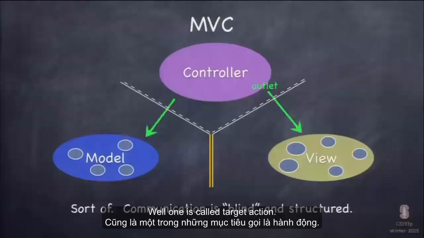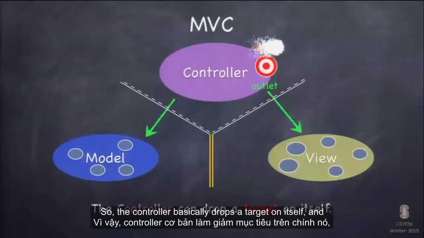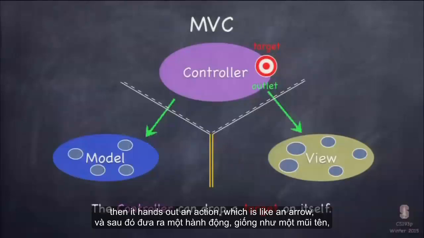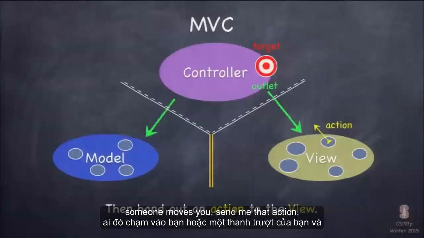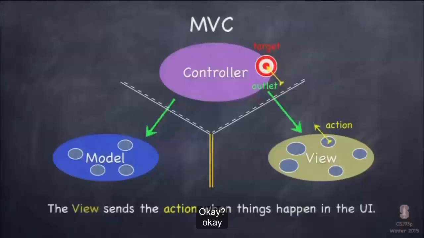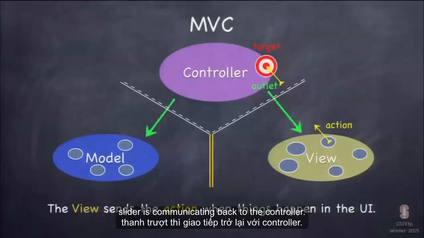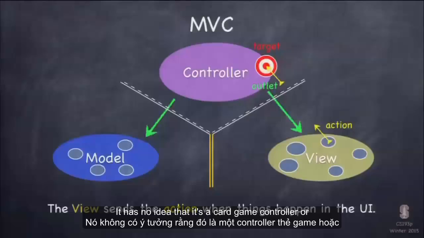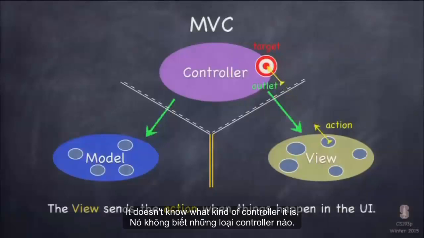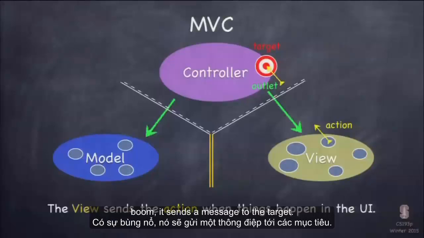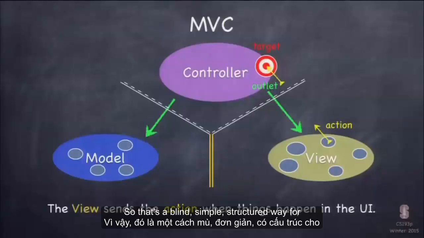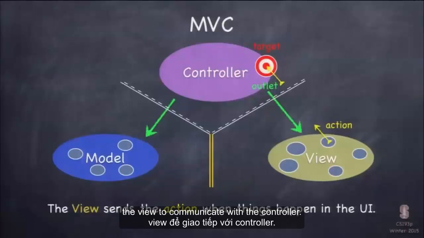So what's an example of a structured way? Well, one is called target action. So the controller basically drops a target on itself, and then it hands out an action, which is like an arrow, to the view, and says to the view, okay, when you do what you do, like you're a button and someone touches you, or you're a slider and someone moves you, send me that action. Okay? So in this way, the generic button or slider is communicating back to the controller. It has no idea that it's a card game controller or a space game controller. It doesn't know what kind of controller it is. All it knows is that when something happens in itself, boom, it sends messages to the target. So that's a blind, simple, structured way for the view to communicate with the controller.